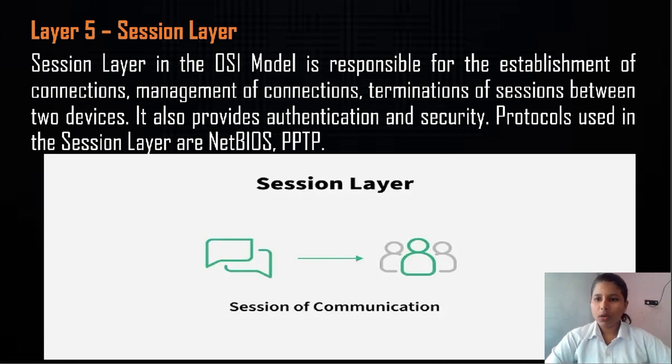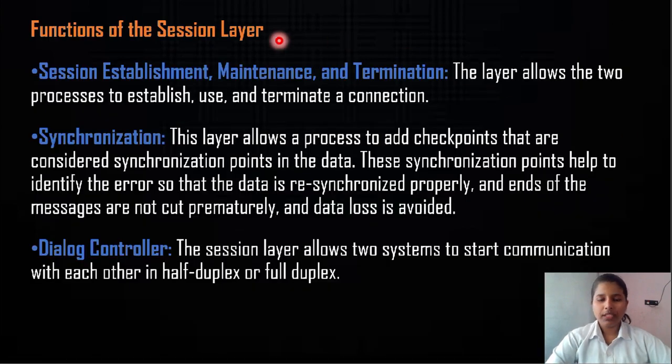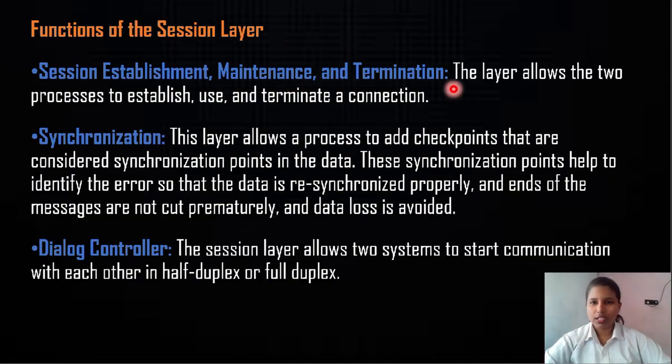Now let's see what functions the session layer has: session establishment, maintenance and termination. This layer allows processes to add checkpoints, which are considered synchronization points for the data, and dialog control, which means the session layer allows two systems to start communication with each other in half duplex or full duplex.